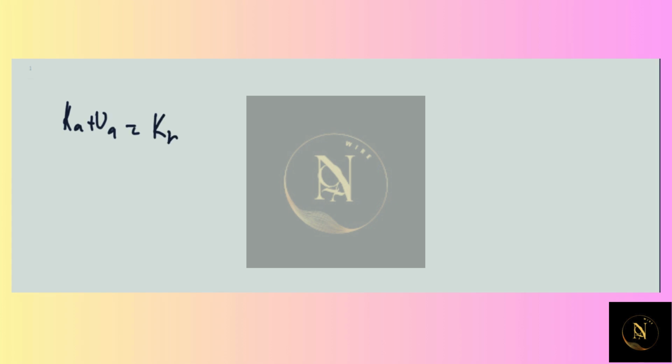Using the law of conservation of energy, we can write kinetic energy A plus potential energy A is equal to kinetic energy B plus potential energy B. So this is for A, for after, and B is for before, where UA is equal to 0.